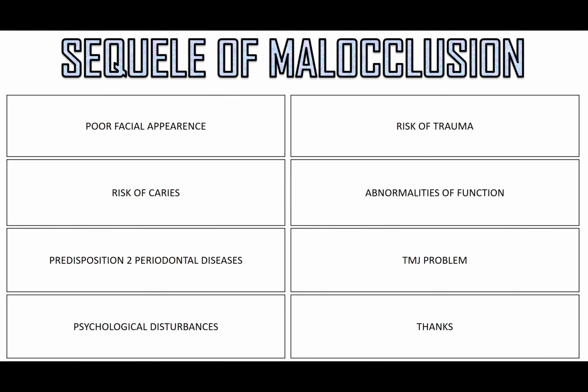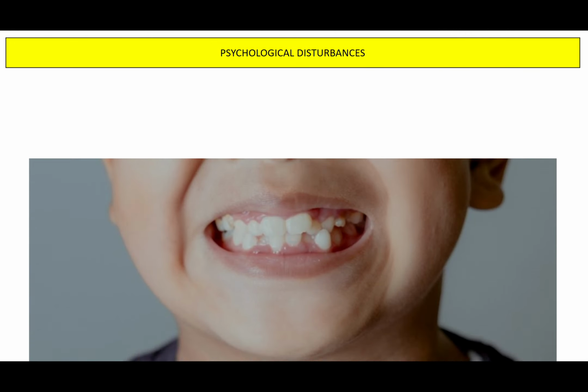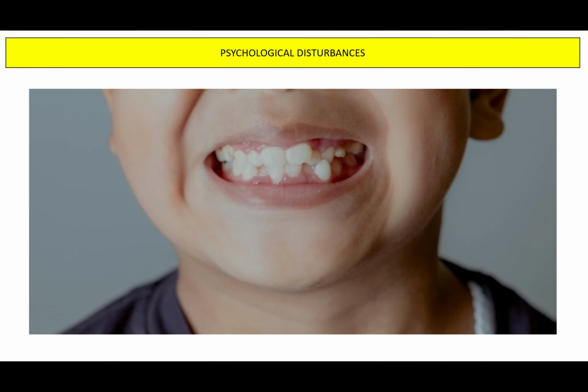Now we will talk about the fourth sequelae of malocclusion, that is psychological disturbances. Malocclusion that adversely affects the appearance of a person leads to psychological disturbances. Unsightly appearance of teeth makes a person highly self-conscious and turns him into an introvert. Thus, treatment of malocclusion in such patients improves mental well-being and confidence.